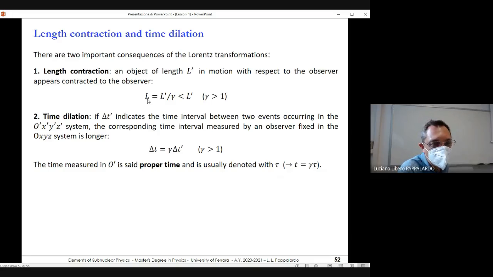And the counterpart of this is the time dilation. If delta t prime indicates the time interval between two events occurring in the prime system, the corresponding time interval measured by an observer in the fixed system is longer. We have a time dilation, and it is longer again by a factor of gamma, which is greater than 1. Now, the time measured in the prime system is called the proper time, and it is usually denoted by the Greek letter tau. So when we apply the time dilation, the t measured by the fixed observer is gamma tau.